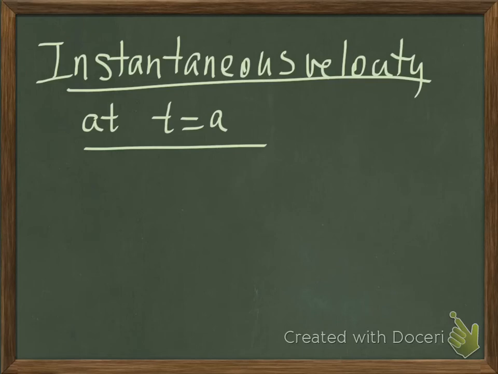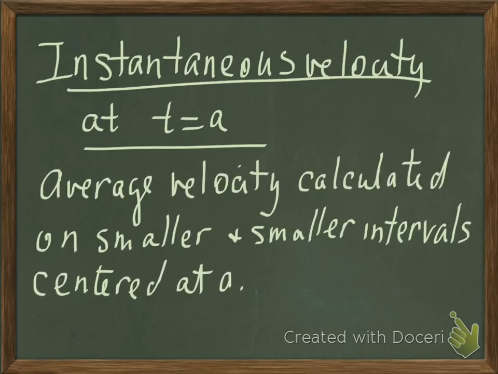Now let's contrast that to the instantaneous velocity. Instantaneous velocity means quite literally the velocity at an instant. So already you're seeing a difference, because average velocity occurs over a whole interval. The instantaneous velocity at the instant when t equals a is the average velocity calculated on smaller and smaller intervals centered at a. Of course.